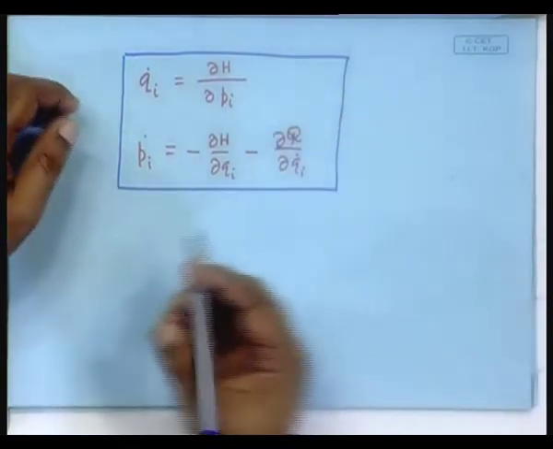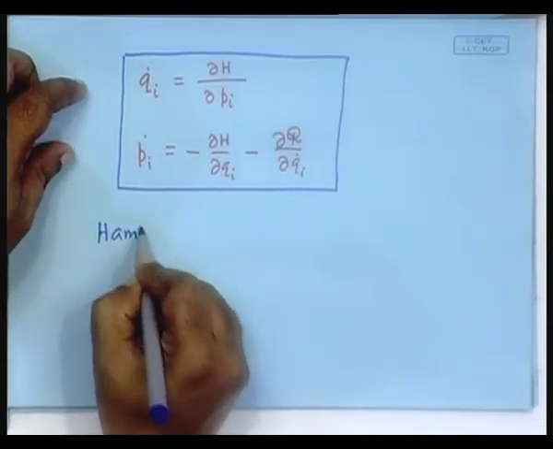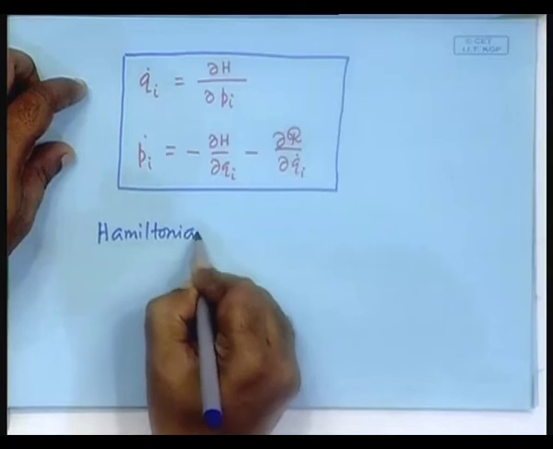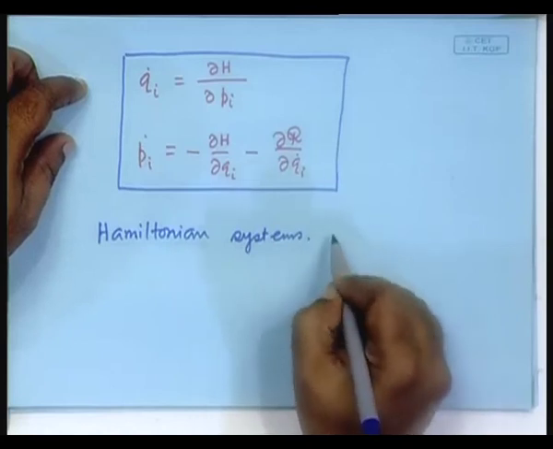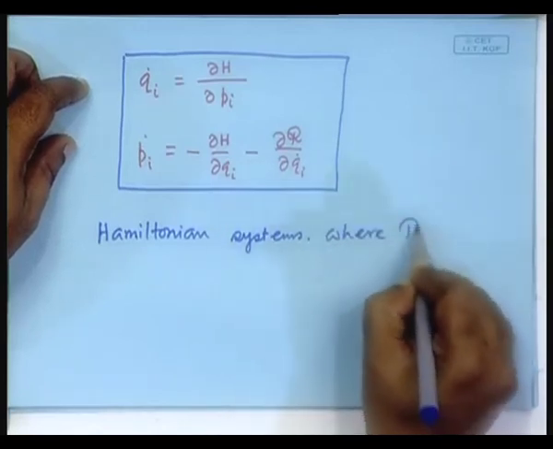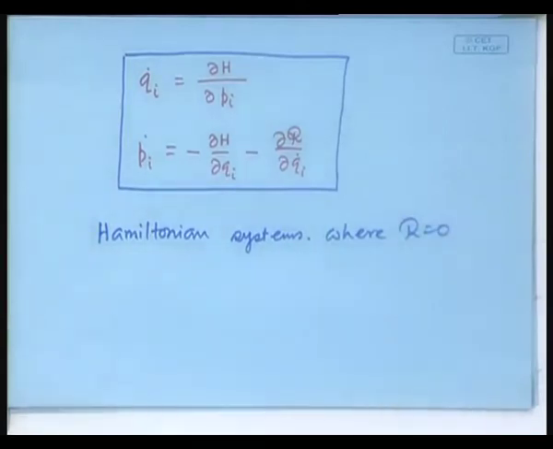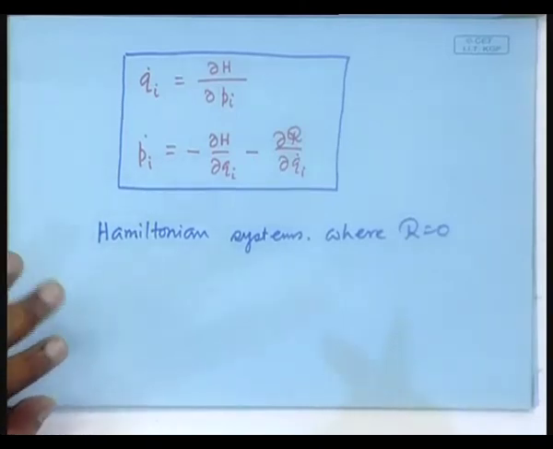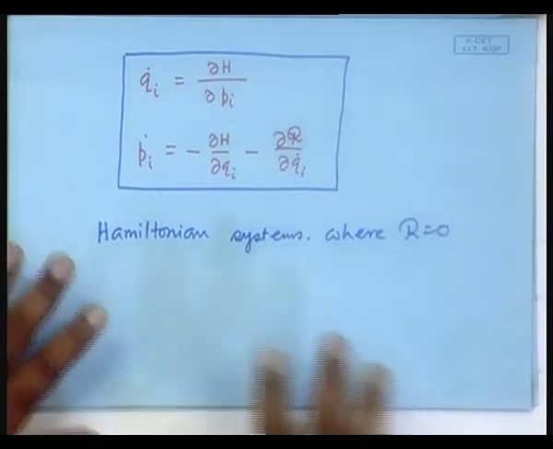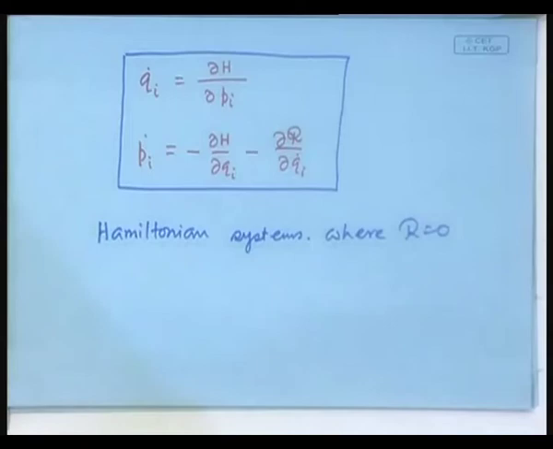So, the Hamiltonian systems are those where the Rayleigh term does not exist, which means there is no dissipation or friction. Then you have got a Hamiltonian system. Remember, such systems are actually very important. Supposing a scientist is studying the motion of Mars, obviously that is a Hamiltonian system. The friction dissipation is very small.